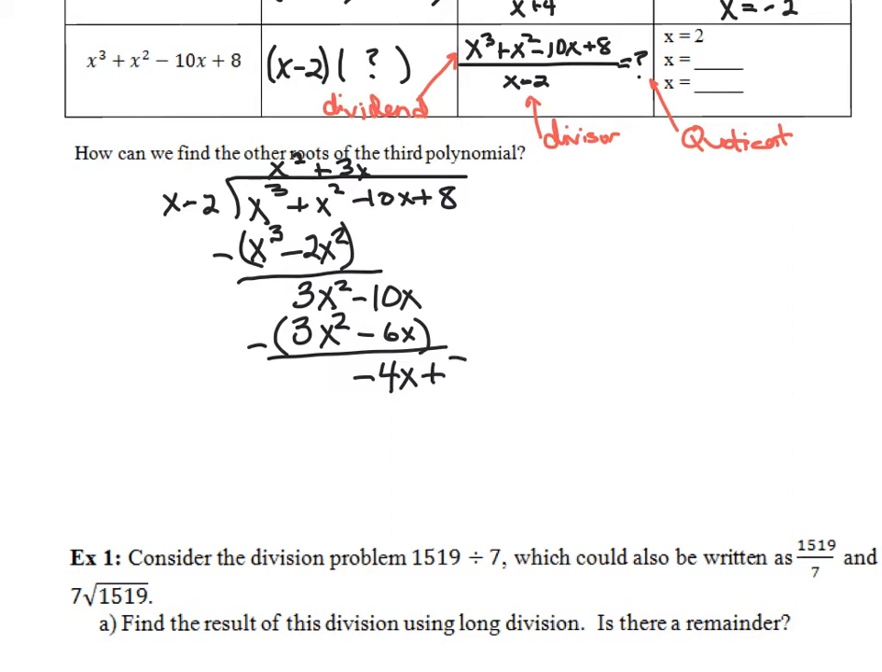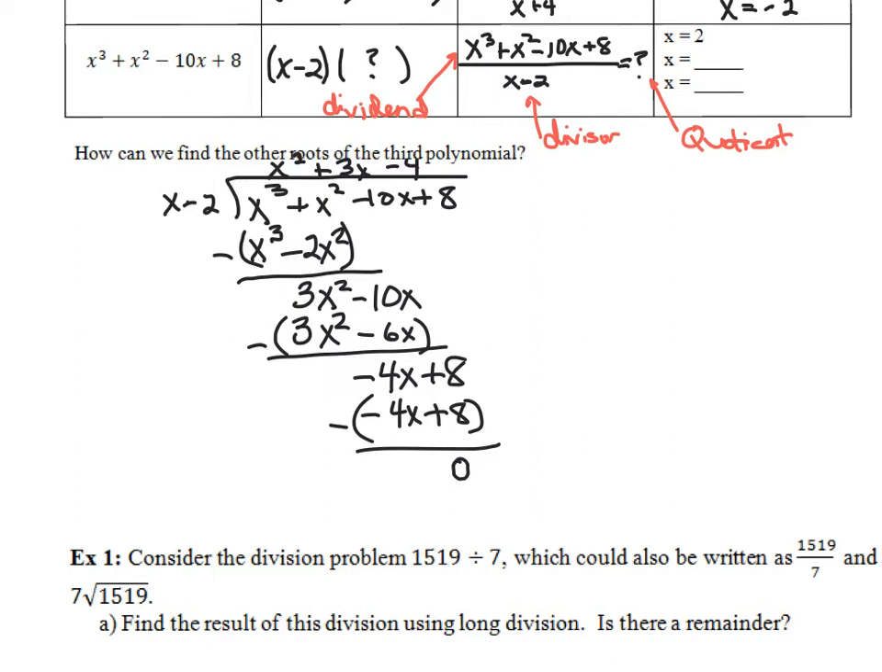I bring down the next term, positive 8. Go through the process one more time. Negative 4x divided by x gives me a negative 4. Negative 4 times x is negative 4x. Negative 4 times negative 2 is positive 8. So I'm going to subtract that polynomial, in this case a binomial, and I see that I get a remainder of 0.